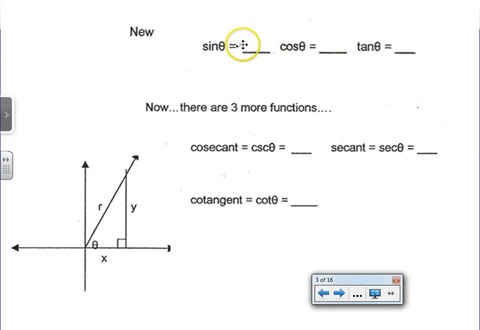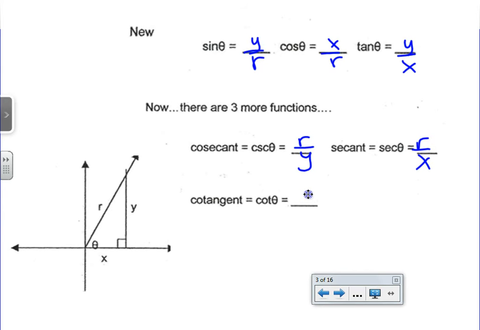And now we're going to be in the coordinate plane, so we're going to go back to our definitions for the coordinate plane. So sine was y over r, cosine was x over r, and tangent was y over x. So cosecant would be our reciprocal of sine, r over y. Secant is our reciprocal of cosine, so r over x. And cotangent would be the reciprocal of tangent, so x over y.